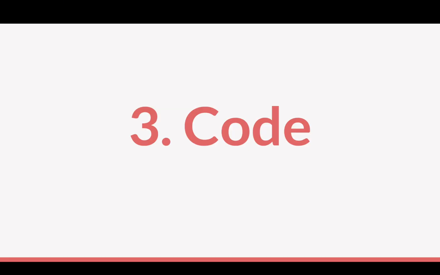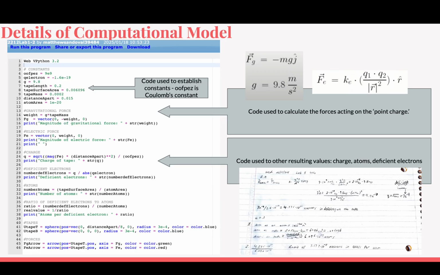Here are the details of my computational model. I'm also going to include a link to GlowScript in the description of this video. So the first section is the constants, or the initial conditions of the code. This is simply where I created variables for each of the values that I measured, and k is Coulomb's constant in this case.